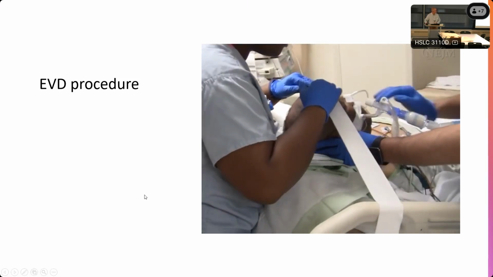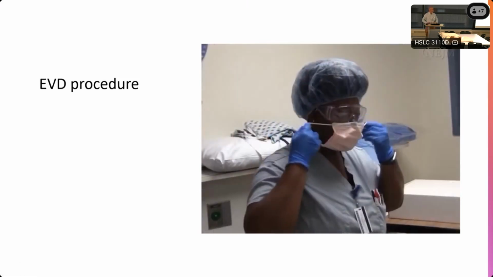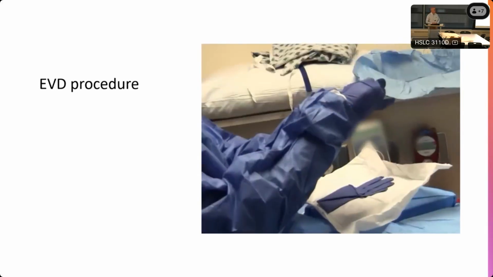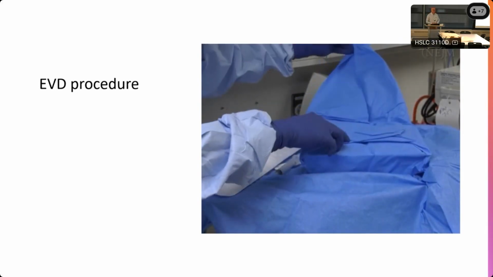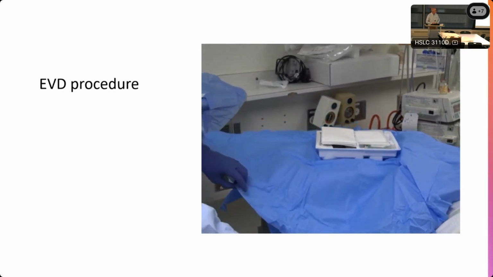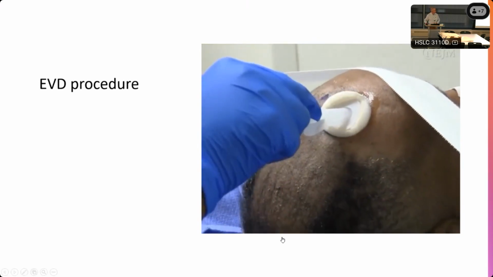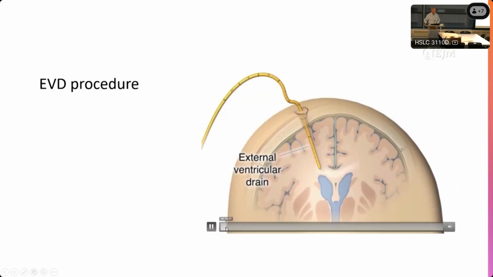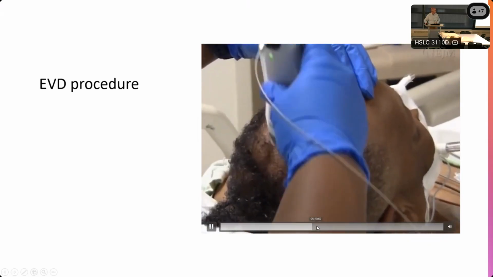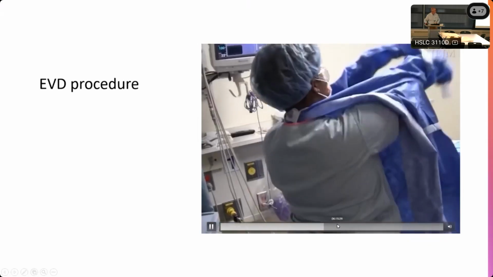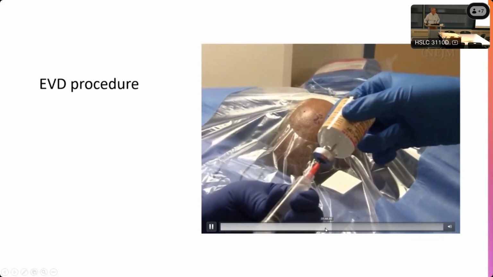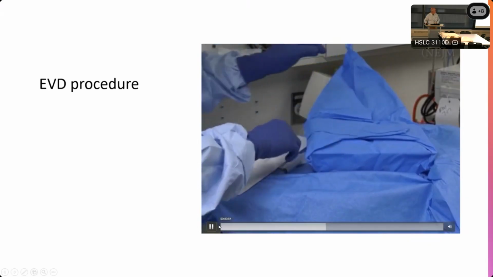Put on a cap, eye protection, and face mask. Then scrub your hands with soap and water. Then put on the sterile gown and gloves. Drape the table with the sterile sheet and open the cranial access kit and the EVD kit. Using an antiseptic solution, clean the area around the marked incision site. Inject the local anesthetic agent.